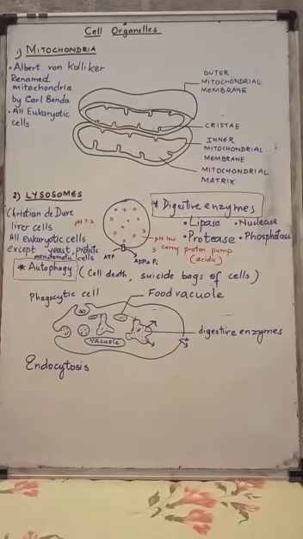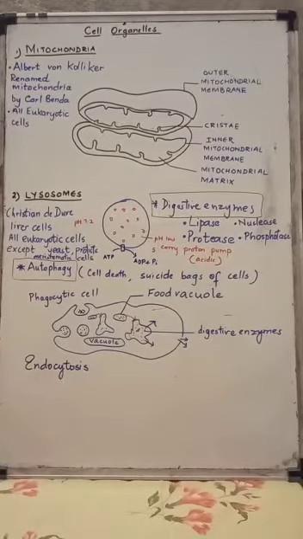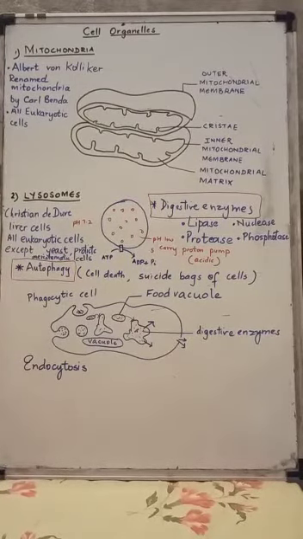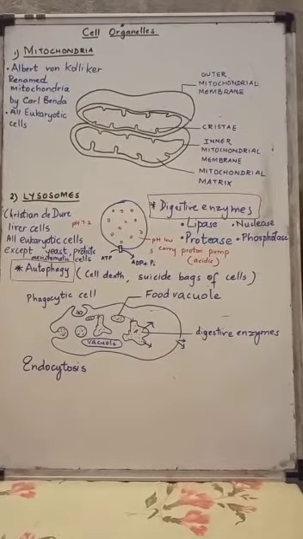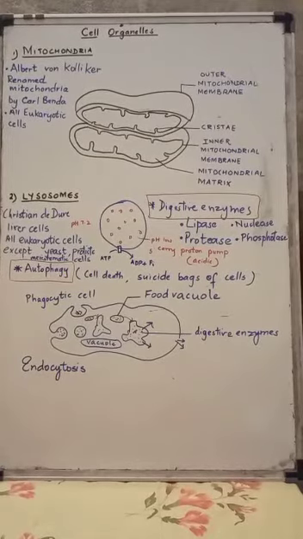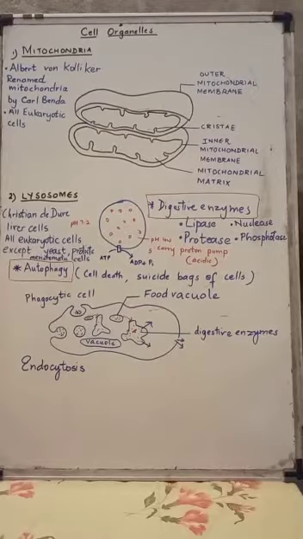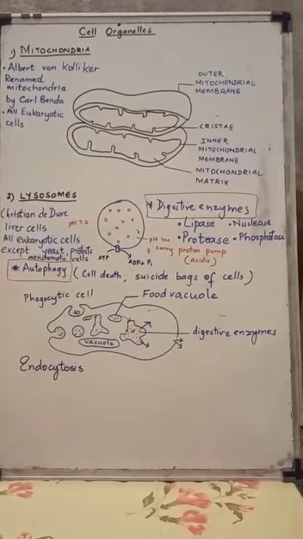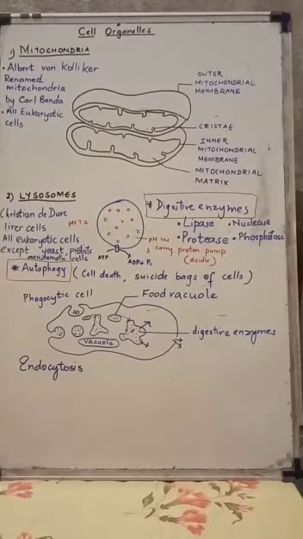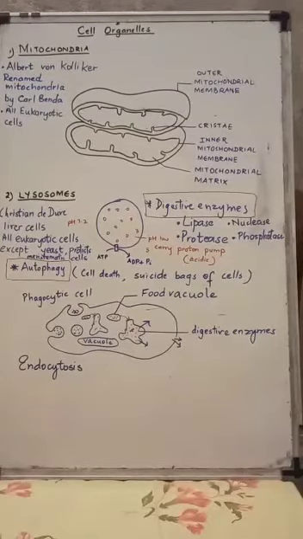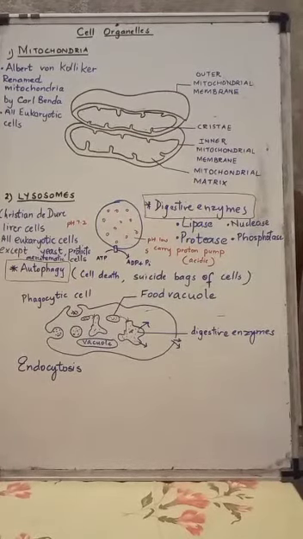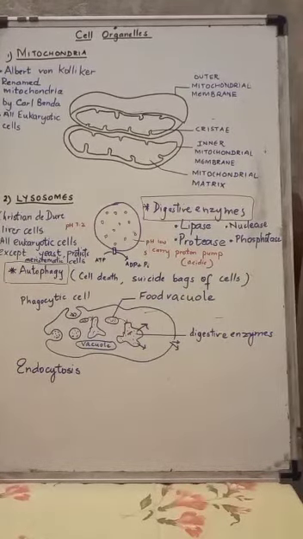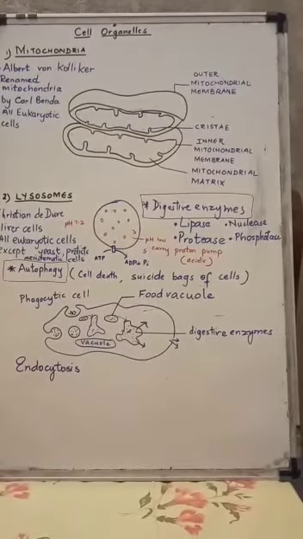It is double membrane. So it has an outer mitochondrial membrane which is smooth and an inner mitochondrial membrane which is thrown into numerous folds which are called cristae. These cristae are embedded in a fluid jelly-like matrix which is called the mitochondrial matrix. The entire functioning of mitochondria is done within these folds called the cristae. The cristae are thrown into these folds to increase the surface area for various biochemical reactions.